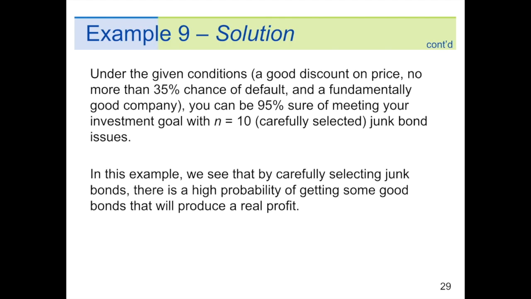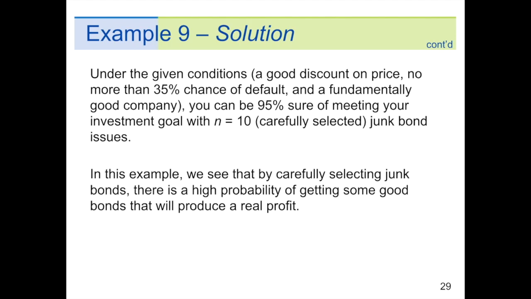Under the given conditions, a good discount on price, no more than 35% chance of default, and a fundamentally good company, you can be 95% sure of meeting your investment goal with n equals 10 carefully selected junk bond issues. In this example, we see that by carefully selecting junk bonds, there is a high probability of getting some good bonds that will produce a real profit.